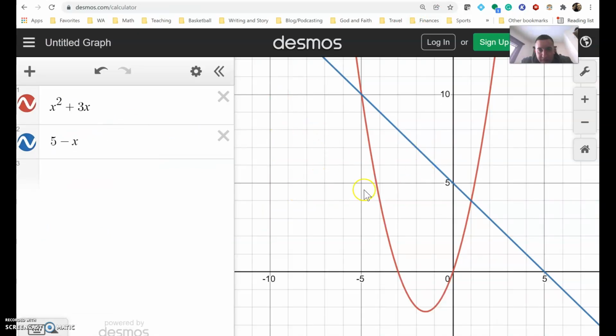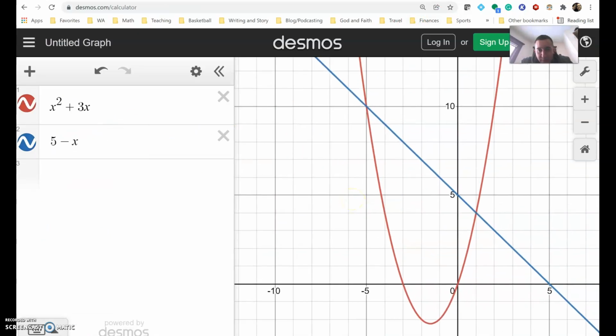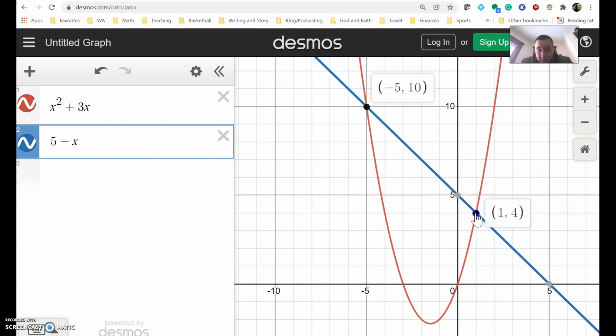Check it out. There's our two functions. I graphed them. You got the red quadratic and the blue line. Look at the 2 points where they're equal. At -5, both of the functions go through 10. And what do you know? At 1, both of the functions go through 4. Those dots are the two dots that we just found algebraically.